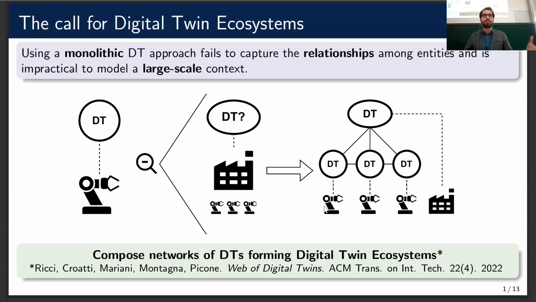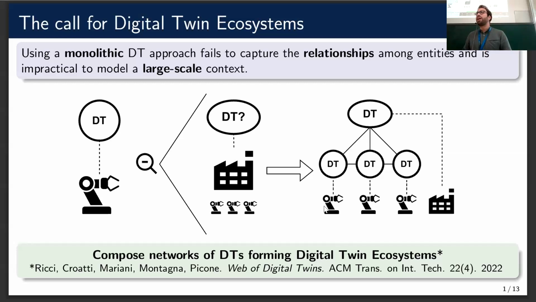and the digital twin of the whole factory becomes a challenging thing to build, because how do I model something that is that complex? And if I use a monolithic approach, I may fail to understand the relationships that may be dynamic, and it really is impractical for a large-scale context. So what we can do is divide and conquer and have digital twins of all the assets that we want to represent and connect them in some form of network of relationships.